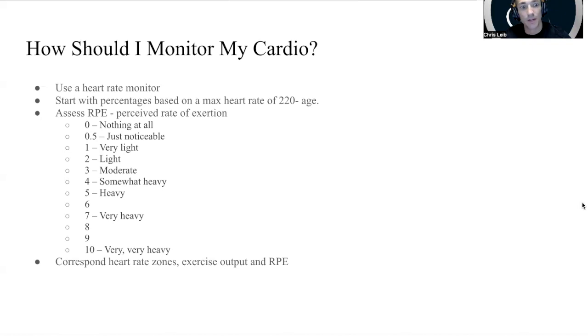7 is very heavy and 10 is very, very heavy. And then the 6, 8, and 9 are sort of in between fractions from heavy to very heavy and very heavy to very, very heavy. So it's actually very general and vague, but it's helpful to have some type of heart rate number, heart rate zone that corresponds to your RPE, just so you know if you need to adjust that max heart rate.